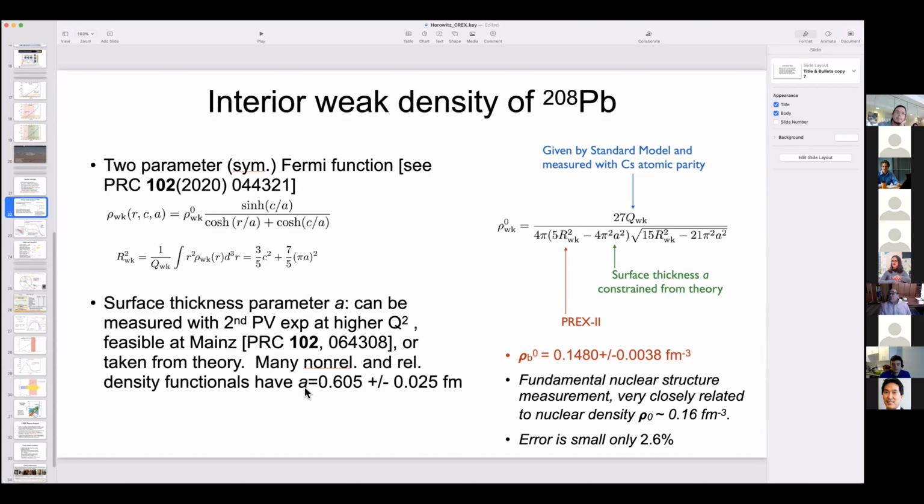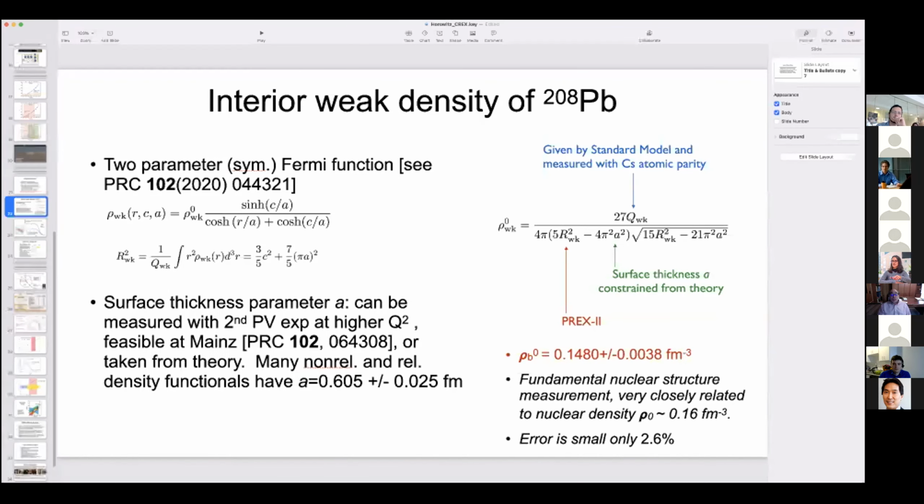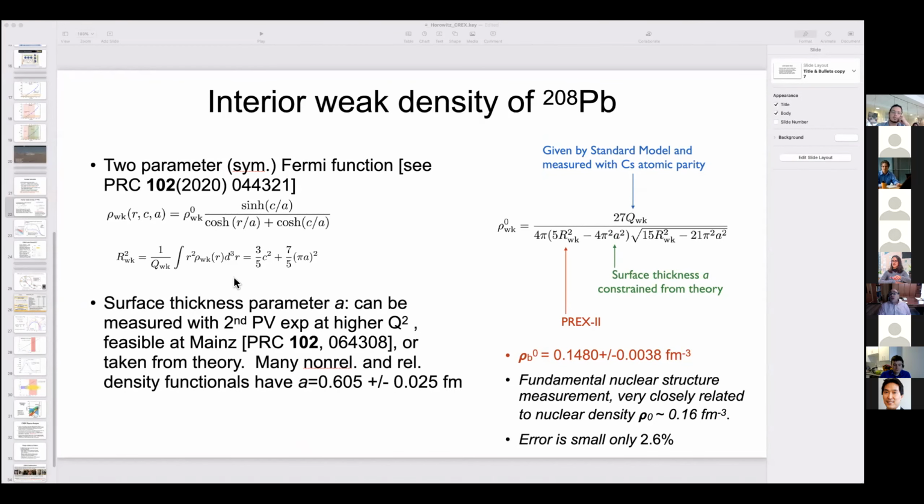Yeah, so PREX itself is one number. So you can't constrain two things with one number. It would be great to have a second measurement. So if you did a second experiment, and this could be done at the microtron at Mainz, then this measurement is at a slightly higher q², and that would allow you then to determine A and C separately directly from experiment.